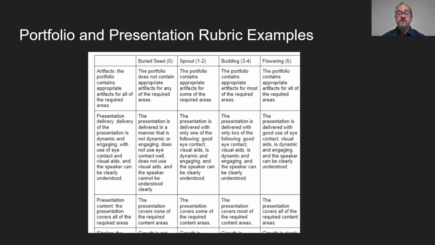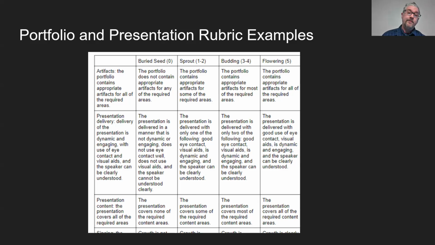Presentation delivery. We just talked a little bit about this. The delivery of the presentation is dynamic, engaging, uses eye contact and visual aids, and the speaker can be clearly understood. Okay, presentation content. The presentation covers all the required areas. So all of the required content areas, those 9 MENC national standards. Not only do you have to have appropriate artifacts for all of those, you also have to cover them all in your presentation. Okay, just making sure that the presentation is truly a representation of what they put in their portfolio.